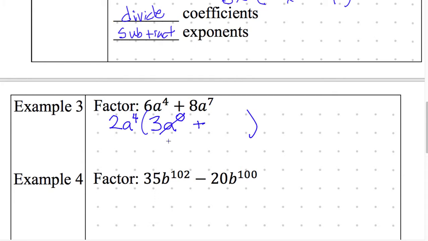Now I need to do 8a to the power of 7 divided by 2a to the power of 4. Again, I'm going to divide the coefficients, subtract the exponents. Someone tell me what that is. Quiet raised hand. Who has this? Chewy, Jaden, I haven't heard from you guys either. You're in the back.